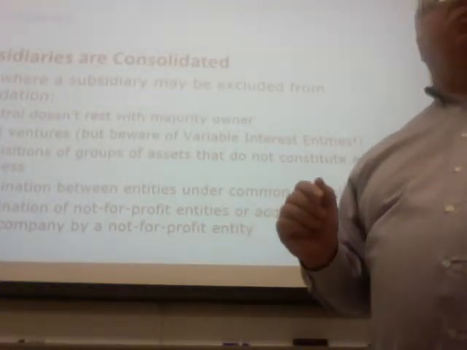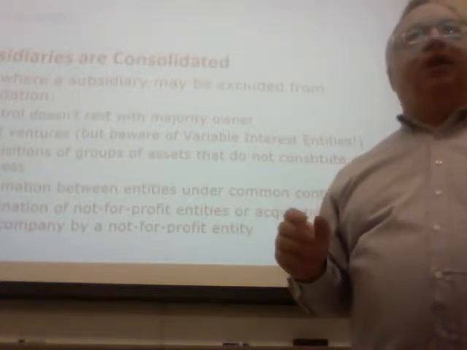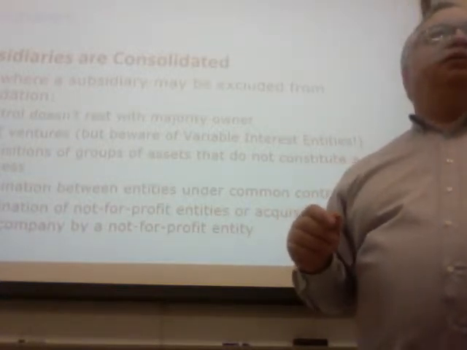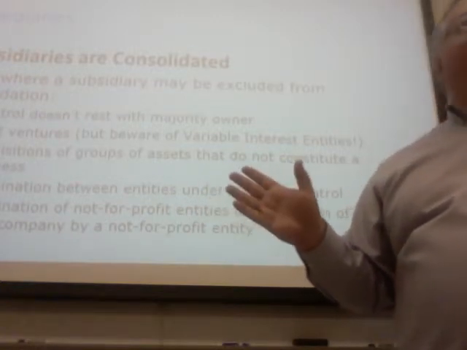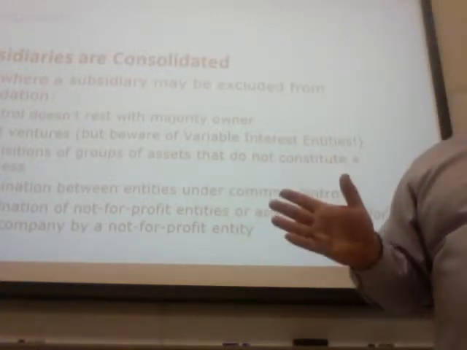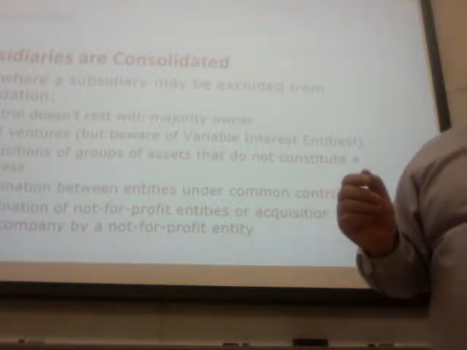But it can be as simple as a cell tower on top of a church building, right? We have that. They put a cell tower on the church building, and Verizon or whoever pays them for the cell tower. That's unrelated business income.